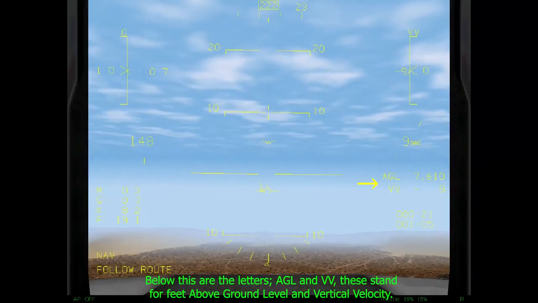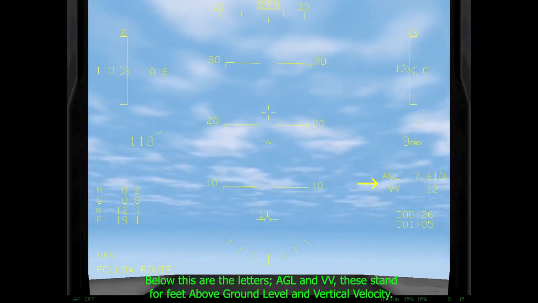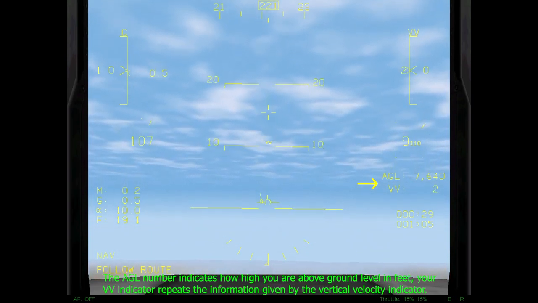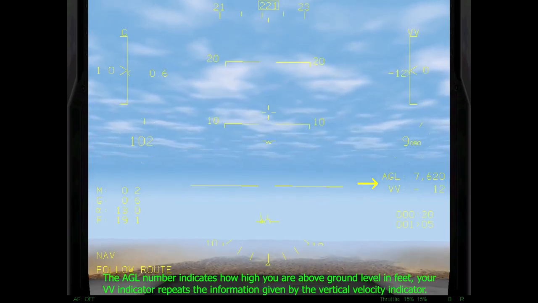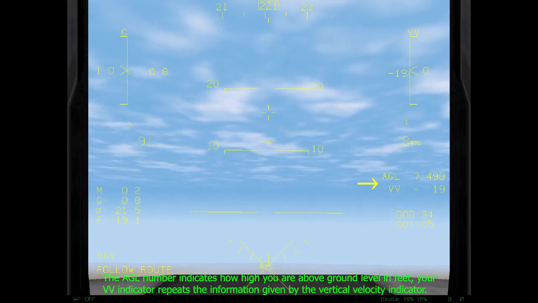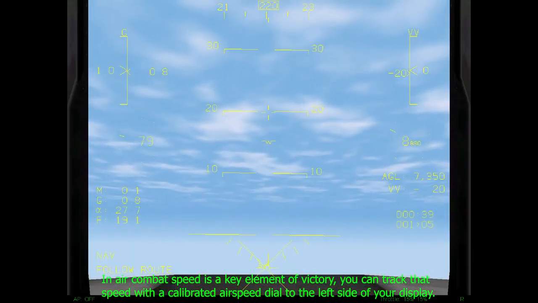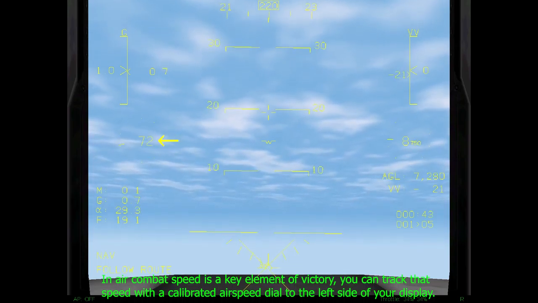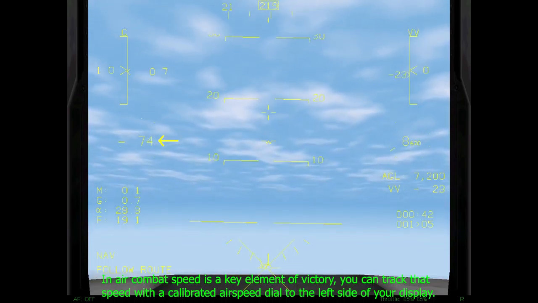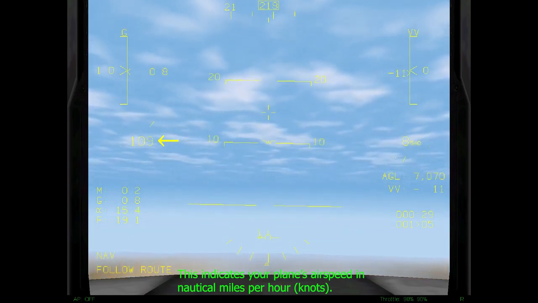Below this are the letters AGL and VV. These stand for feet above ground level and vertical velocity. The AGL number indicates how high you are above ground level in feet. Your VV indicator repeats the information given by the vertical velocity indicator. In air combat, speed is a key element of victory. You can track that speed with a calibrated airspeed dial to the left side of your display. This indicates your plane's airspeed in nautical miles per hour, or knots.